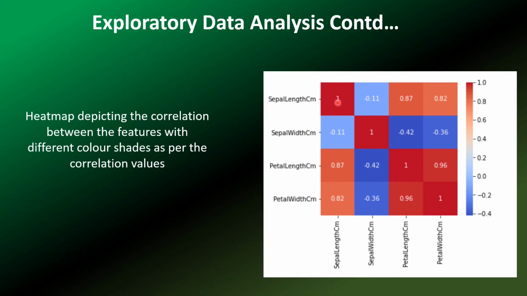So as you can see the diagonals, they are always 1 because everything is correlated with itself. And after 1, the highest value we can see is of the relation between petal width and petal length. It's 0.96. And after that, it's between petal length and sepal length. So it also shows the color. So color intensity determines the correlation values as per the scale which is shown on the right side.